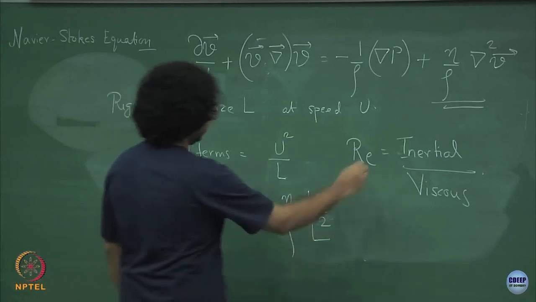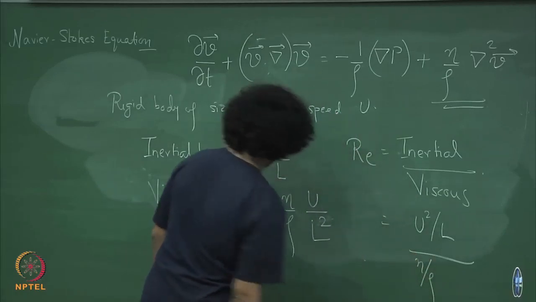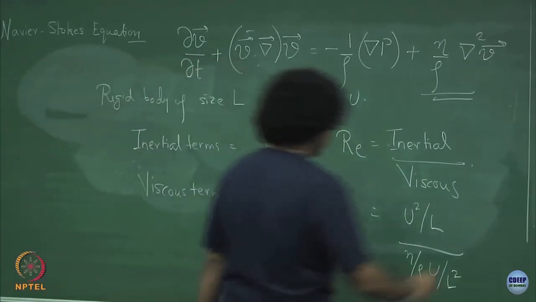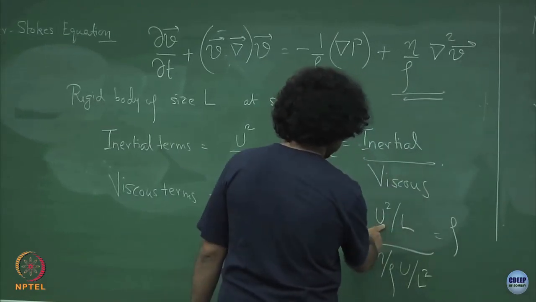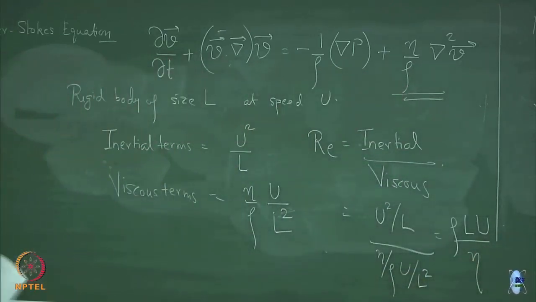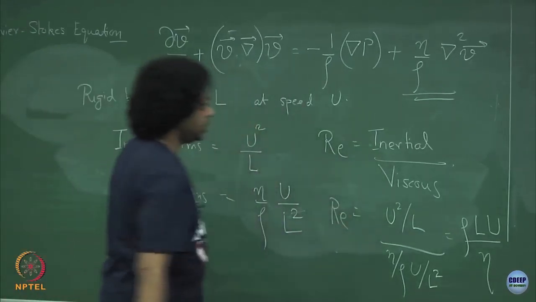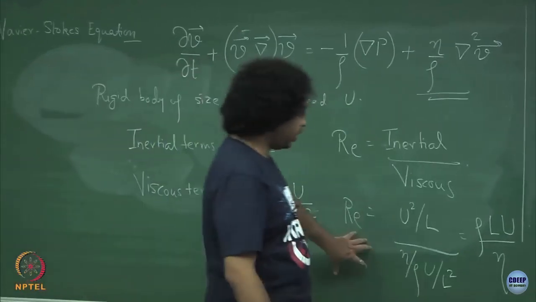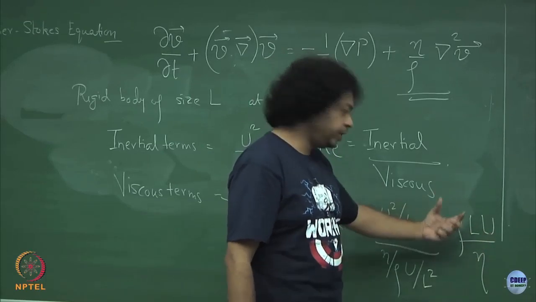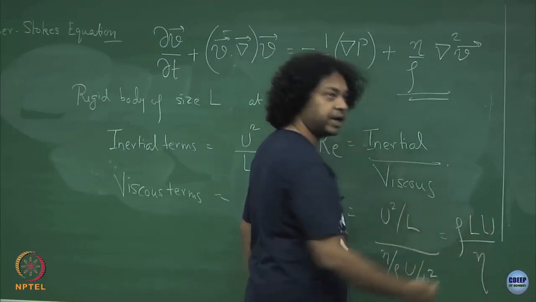So, inertial is u square by L, viscous is eta by rho times u by L square, which means the ratio is rho L u by eta. This is what is called my Reynolds number. So, the Reynolds number for a body of length L or dimensions L moving with a velocity u in a fluid of density rho and viscosity eta is rho times L times u divided by eta.